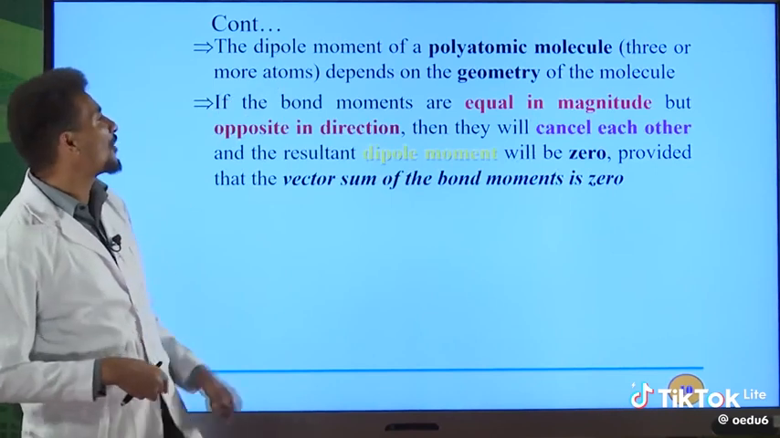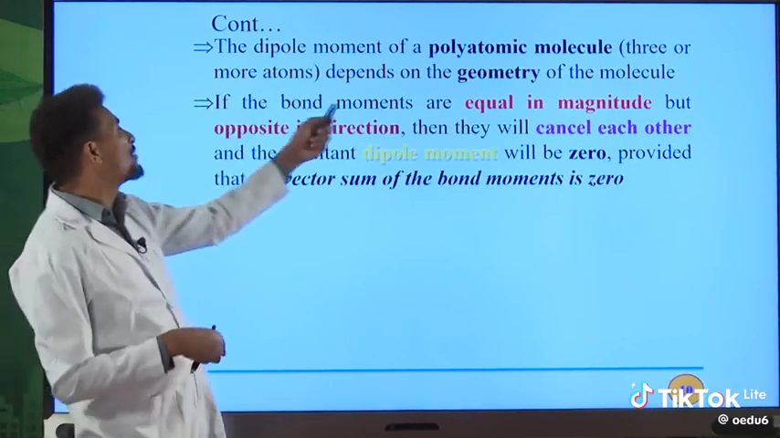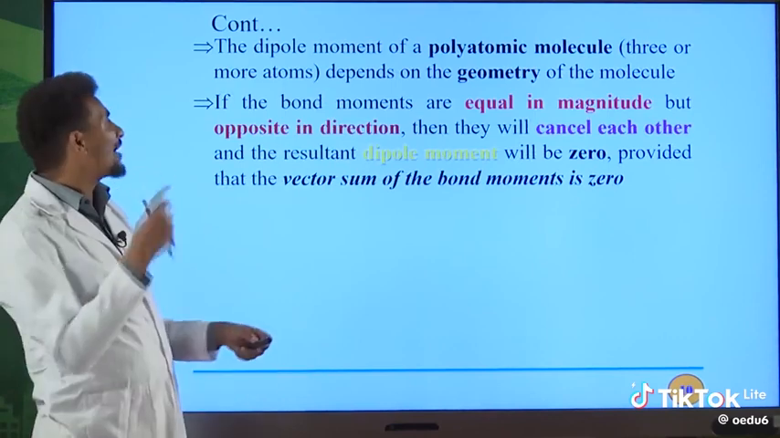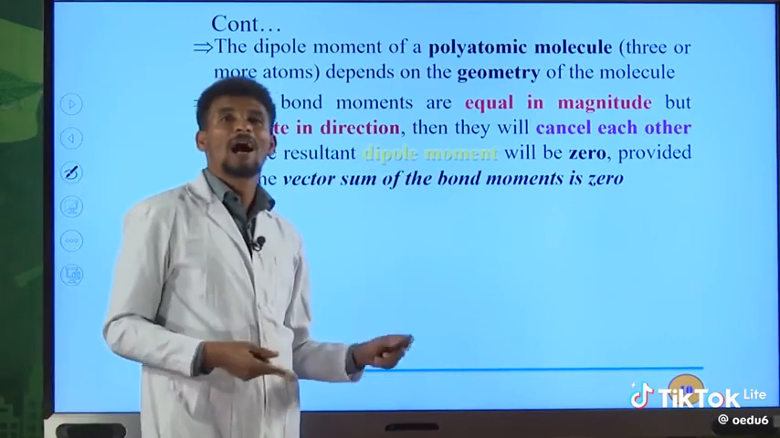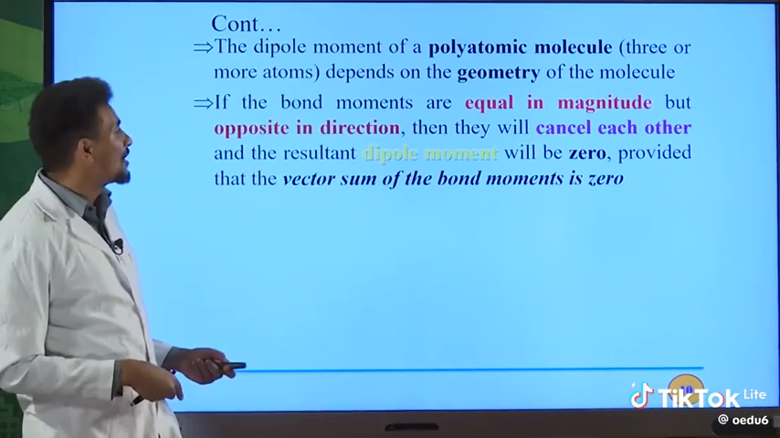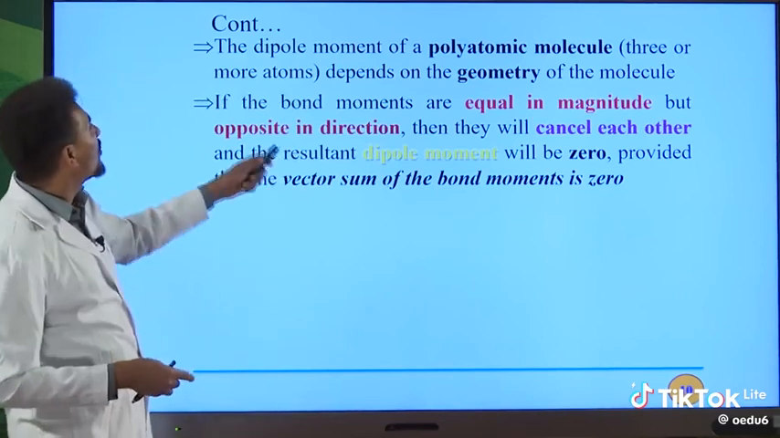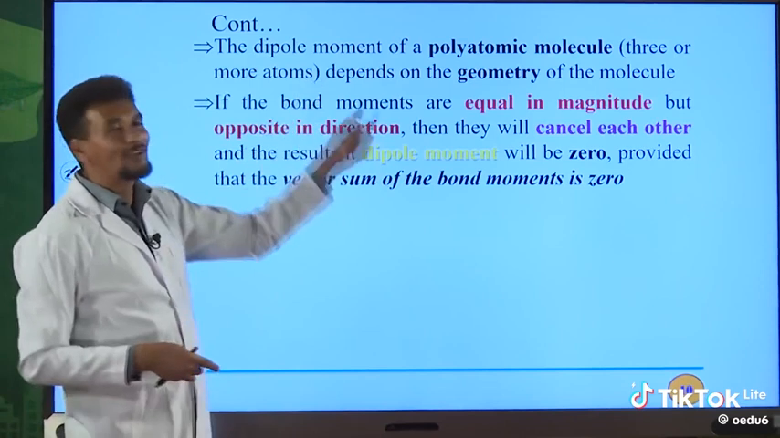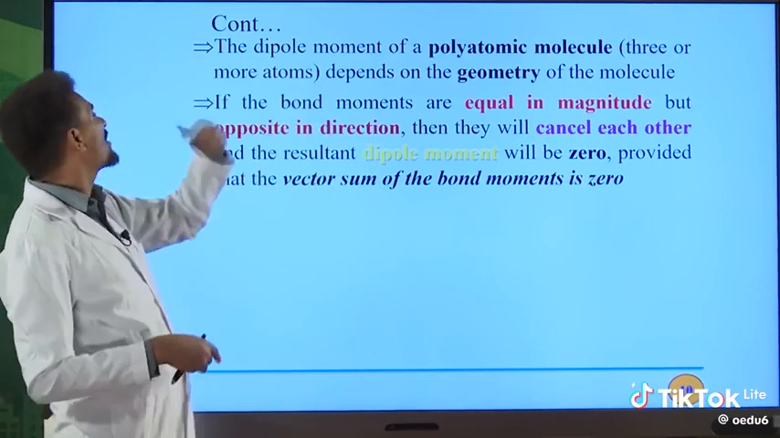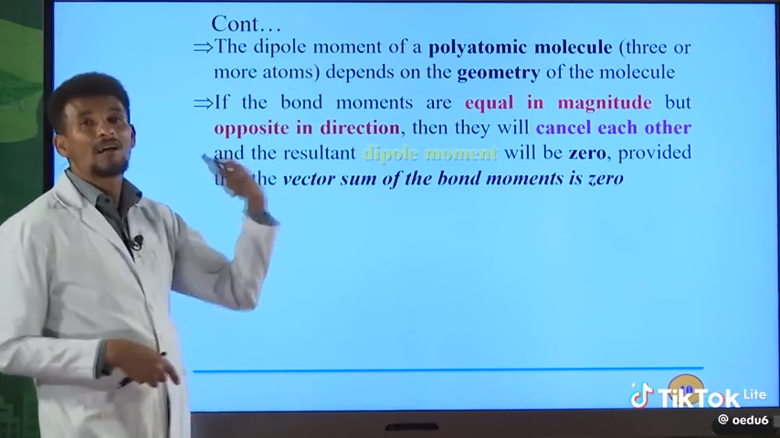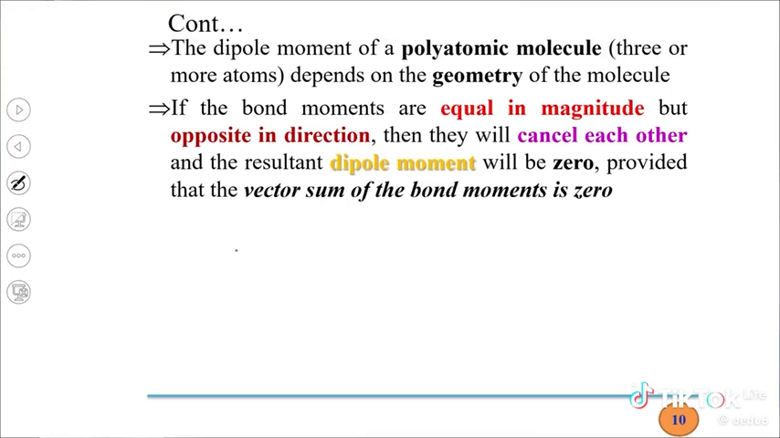The dipole moment of a polyatomic molecule, with 3 or more atoms, depends on the geometry. How to identify the shape of molecules, I will tell you later. But now, always remember that the dipole moment of a polyatomic molecule having 3 or more atoms depends on the geometry of the molecule. For example, look at these molecules, H2O. The molecular geometry of water is V shape. You can write the Lewis structure for the water molecule just like this.